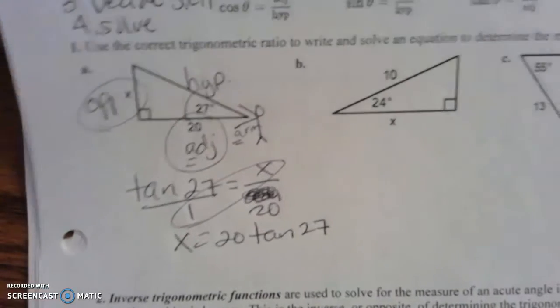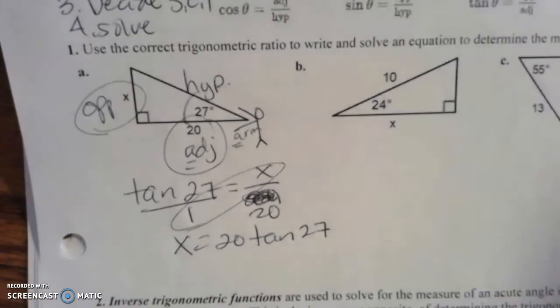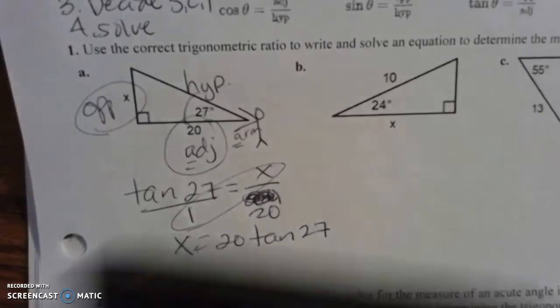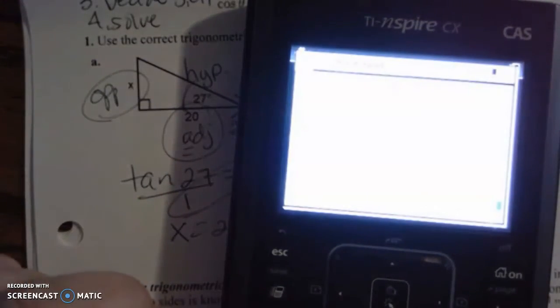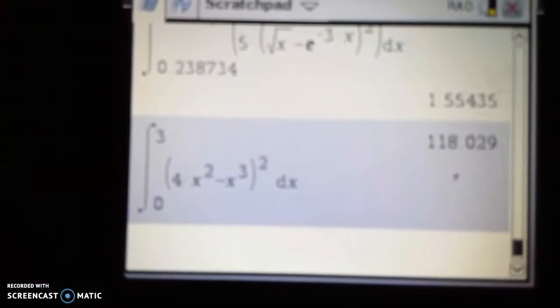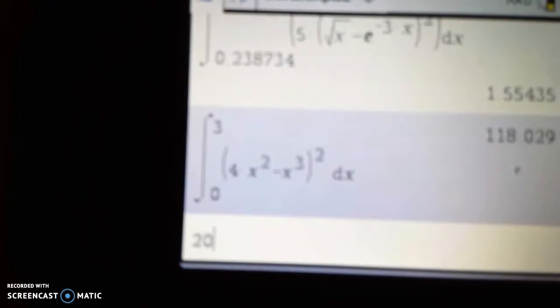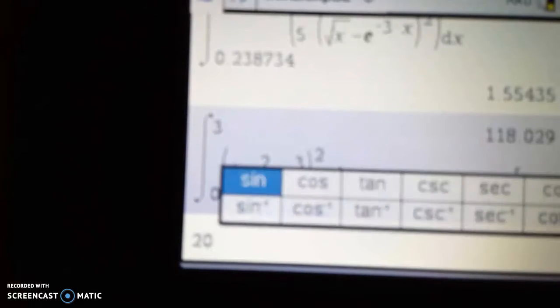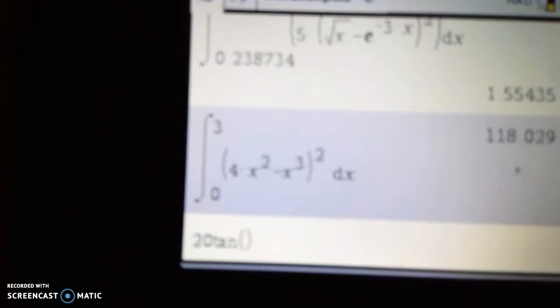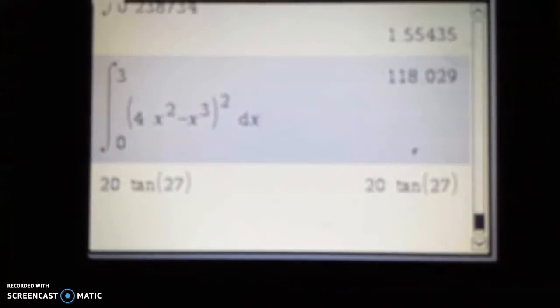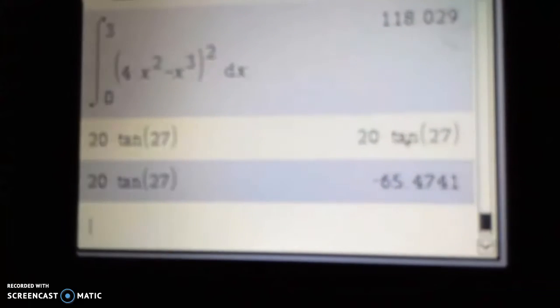And we're going to get our calculator. Where does my calculator go? I have this calculator with me today. So, let me see. Can you see that? I'll have to get in really close. And I'm going to go, was it 20 times tangent 27? 20. And then I have to do tangent 27, hit enter.